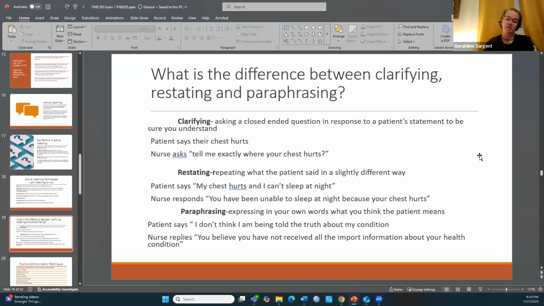Can I ask a question? Yes. On the exam, they're not going to want to know, like, I don't know the difference between restating, reflecting, and paraphrasing because they all sound the same to me. They all do very much sound the same. But well, we're going to go through them again.